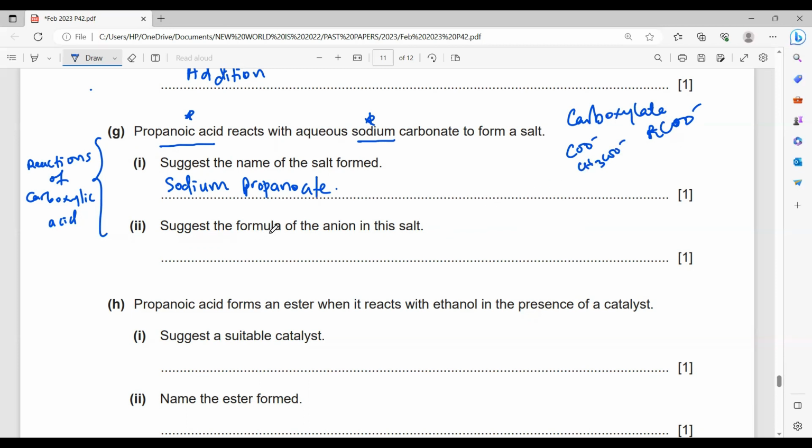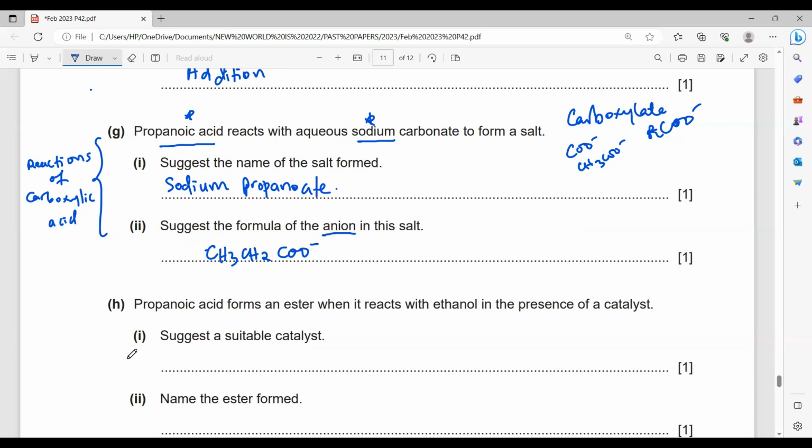Now, just the formula of the anion in this salt. So we want the anionic part of the salt. That will be propanoate, right? So the formula is CH3, CH2, and then COO minus. That's it. That's the anionic part of the salt. It is propanoate. That's the formula.